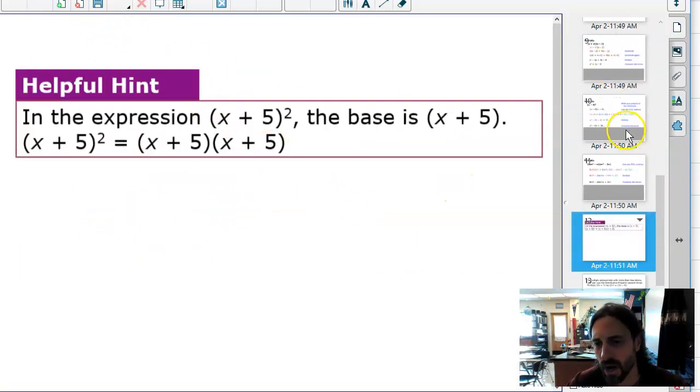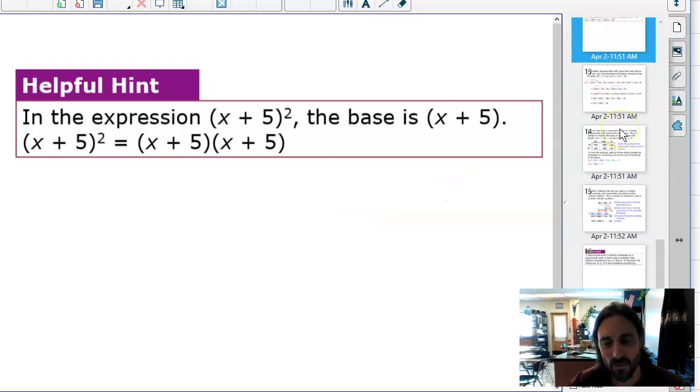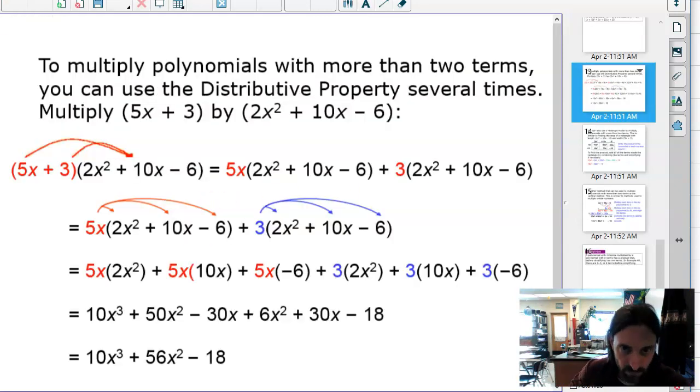I'm hitting my 8-minute mark. I got a little bit more. This one's a little more complicated. Yeah, so again, in this expression, the base is x plus 5, right? So when I square it, I've really got 2 of them there. All right, now the trickier one.